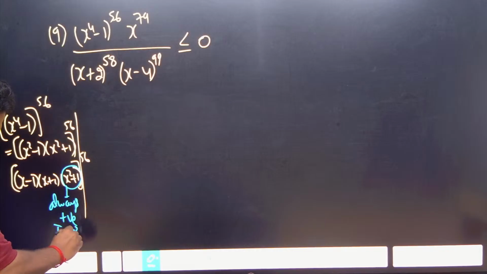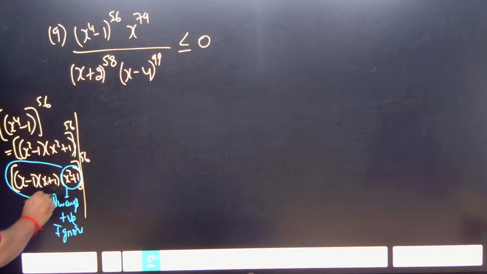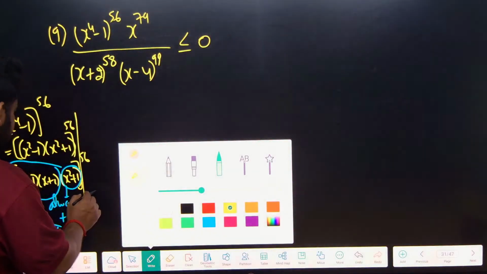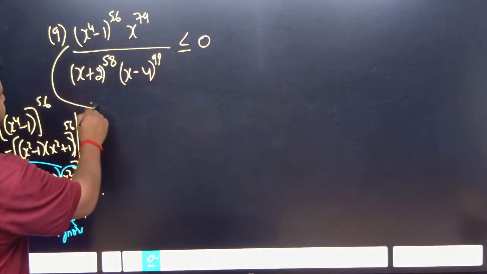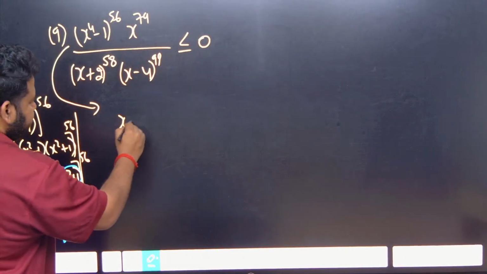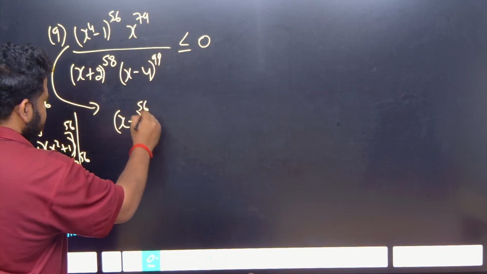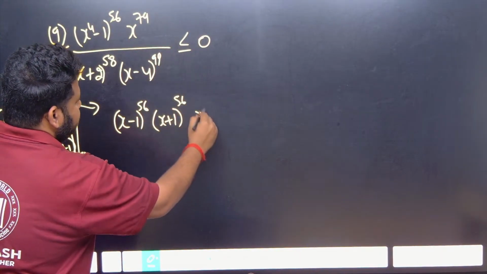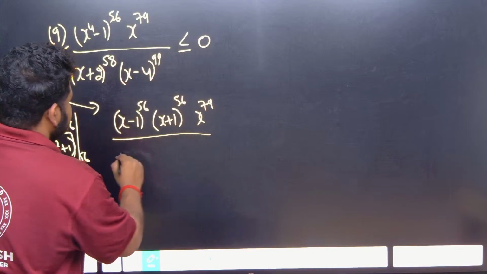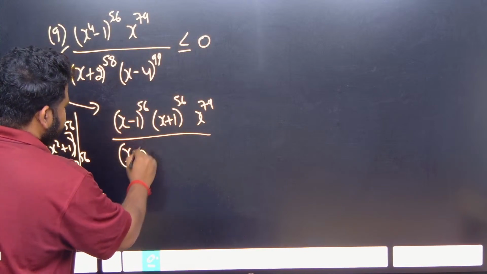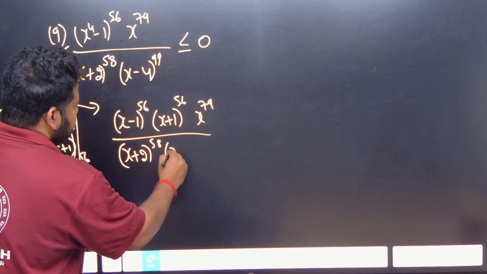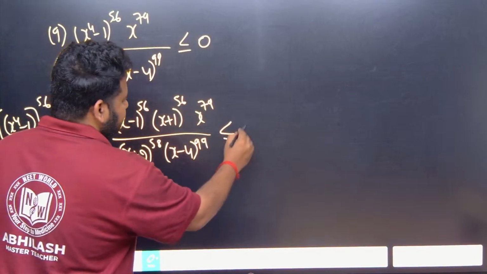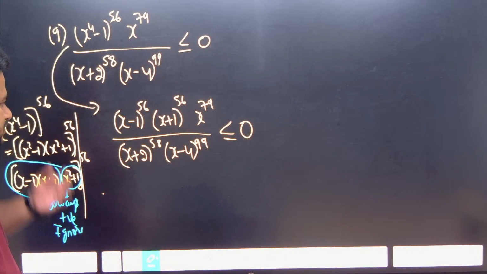So I am left with only this thing, to the power of 56. Let me write it here. So this question will transform into x minus 1 to the power of 56 into x plus 1 to the power of 56 into x power 79, divided by x plus 2 to the power of 58 into x minus 4 to the power of 99, less than or equal to 0.